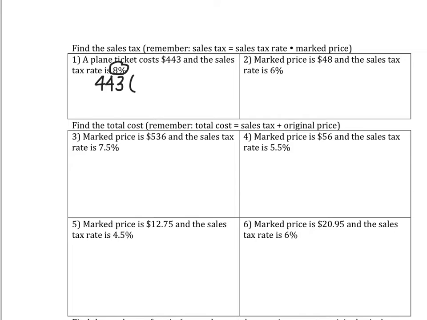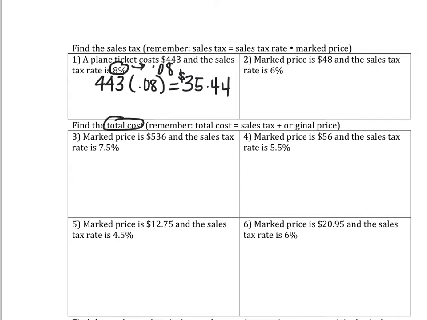So we're going to first turn this 8% into a decimal. So it's going to be 0.08. So we're going to multiply it by 0.08. And this is going to give us how much sales tax it is. And that's going to be $35.44. So if we were paying $443 for a ticket, we would also have to pay $35.44 more for the tax.